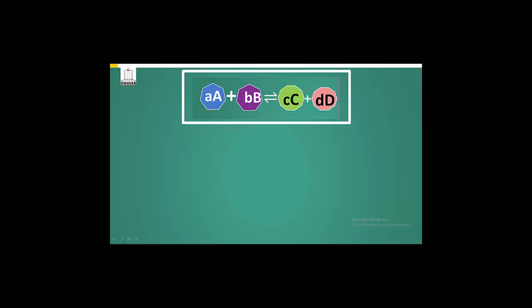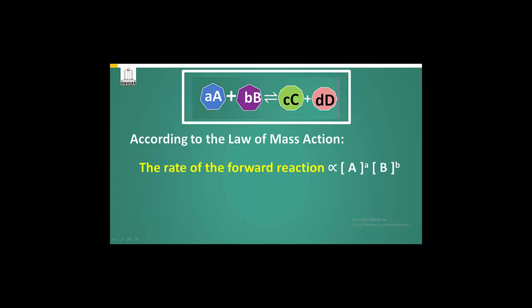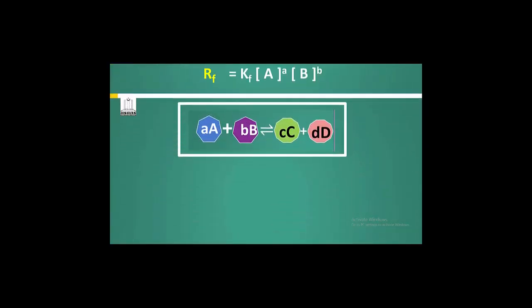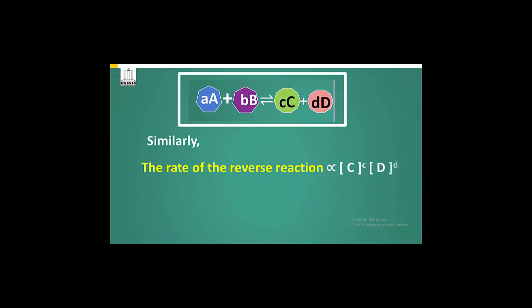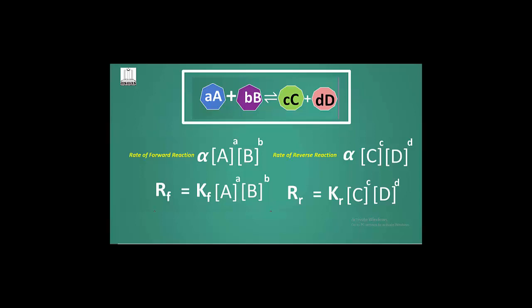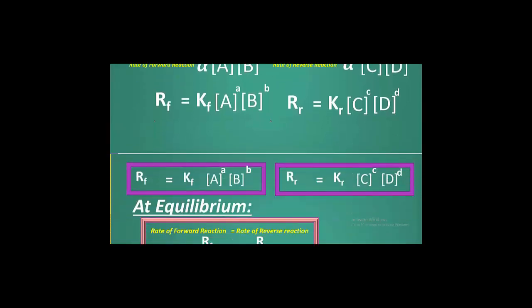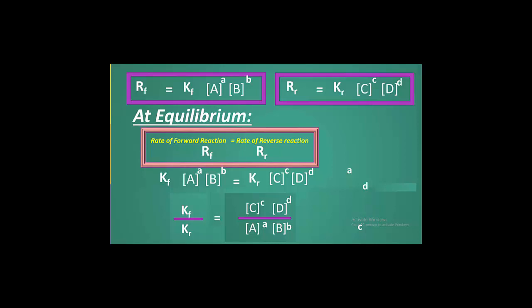So according to the law of mass action, the rate of forward reaction is directly proportional to [A]^a[B]^b, and which is Rf is equal to Kf, the forward reaction constant as we studied earlier. And similarly, the rate of reverse reaction Rr is equal to Kr[C]^c[D]^d. At equilibrium, the rate of forward reaction becomes equal to the rate of reverse reaction. Similarly to the previous one, we derived the Kc equilibrium constant expression, which is the ratio of the forward constant and the reverse reaction constant.